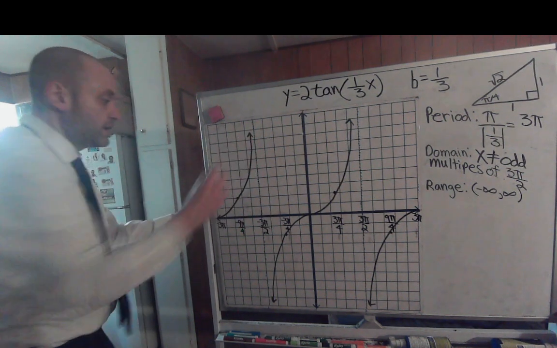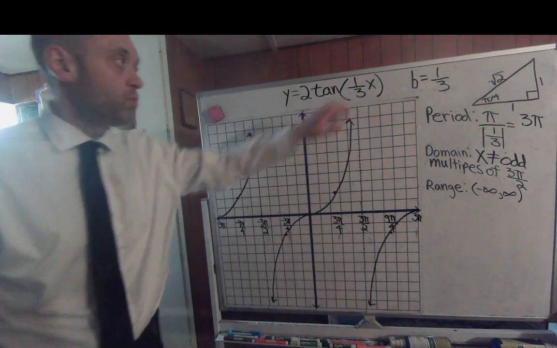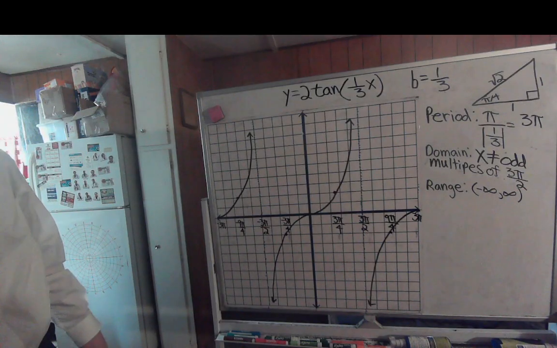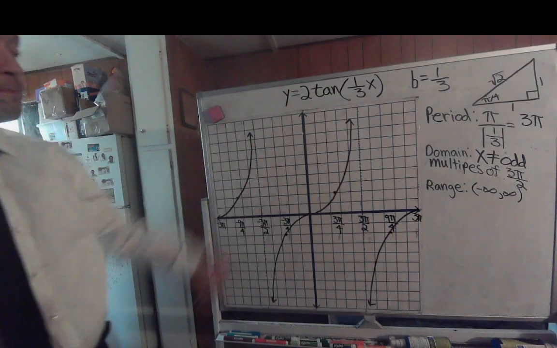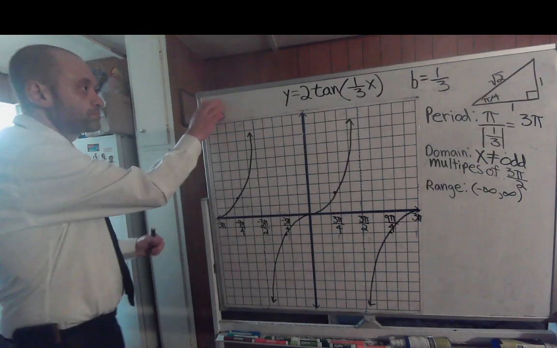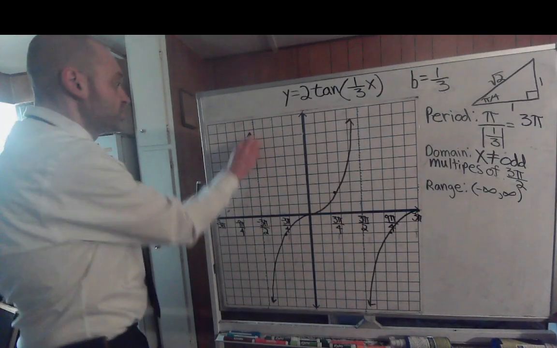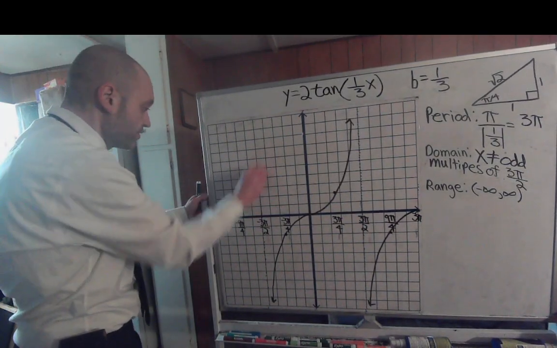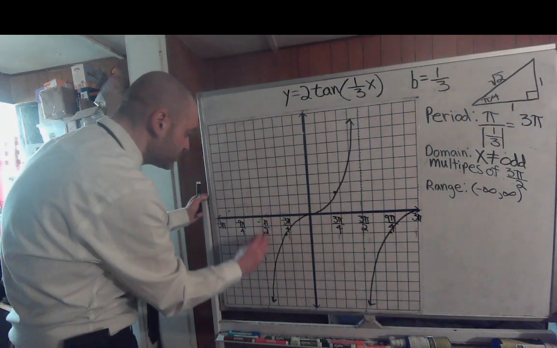So there you go. There is your graph of y equals 2 times the tangent of 1/3 x, with your respective stretch factor vertically of 2 and the period of 3 pi. And of course, next we're going to do y equals 2 times the cotangent of 1/3 x. So that means our periods are not going to change.